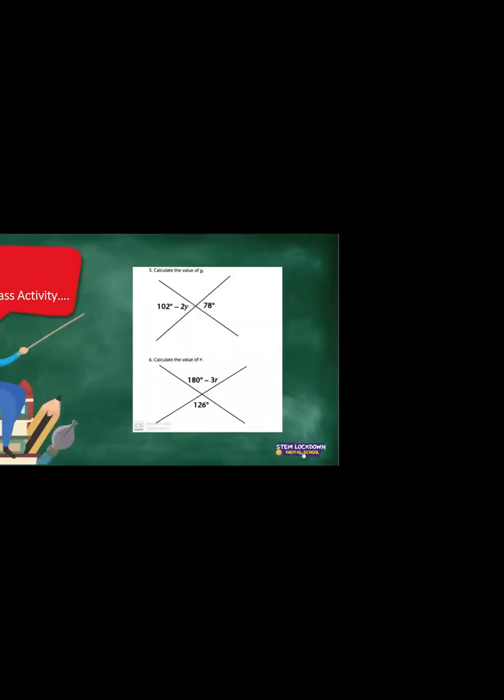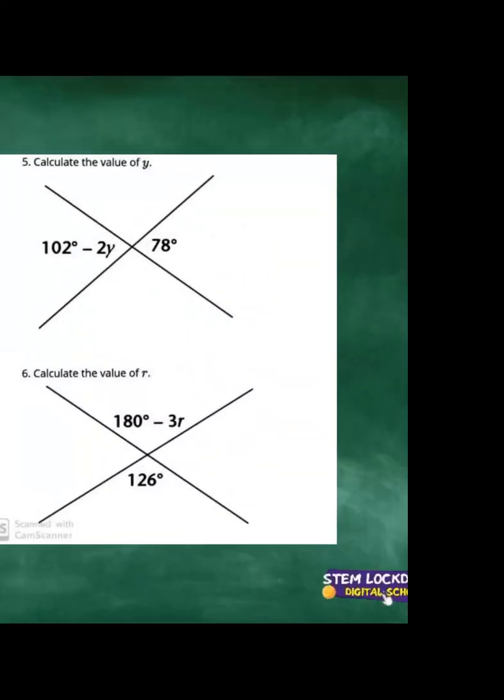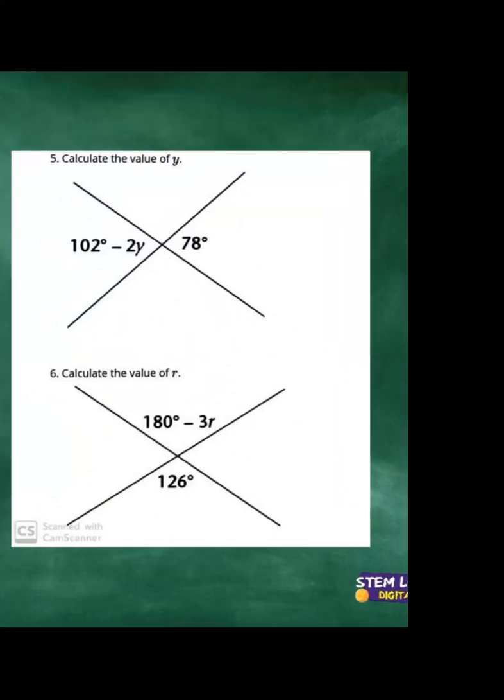Okay, let's move on to the next one. Let's move on to number 6. So number 6 says calculate the value for R. So basically it means that the opposite angles are equal. So can you please calculate the value for R in the next 20 minutes, and then we'll also do it together. Please tell me what you get to show that indeed you do understand.